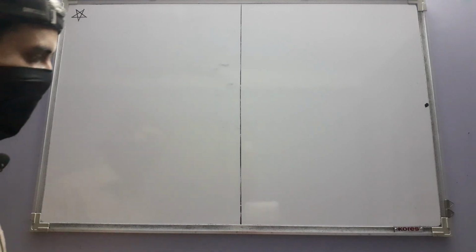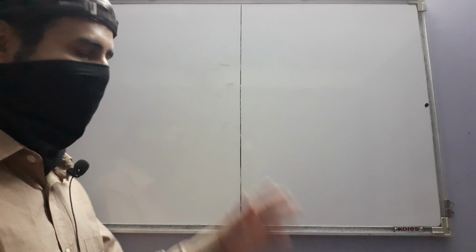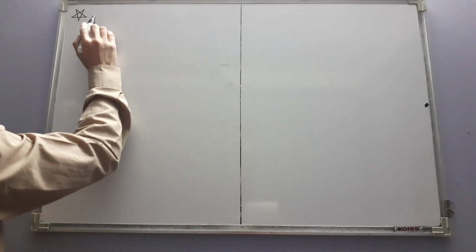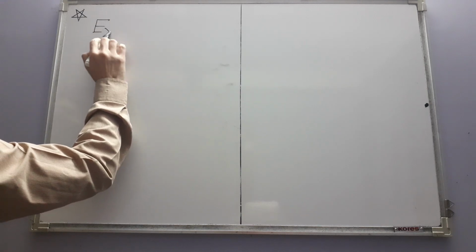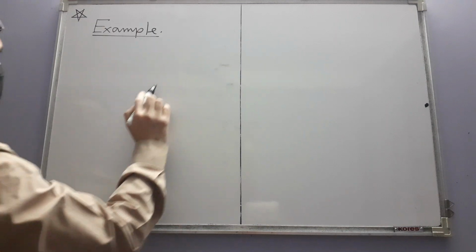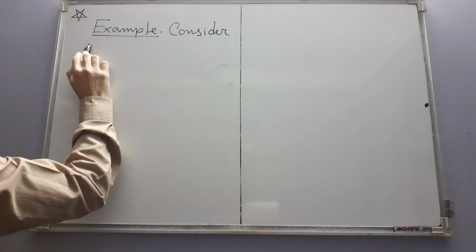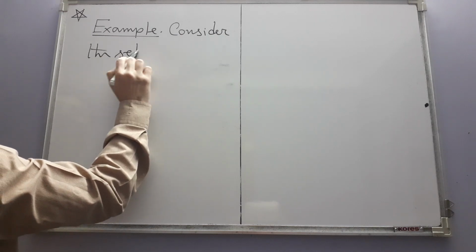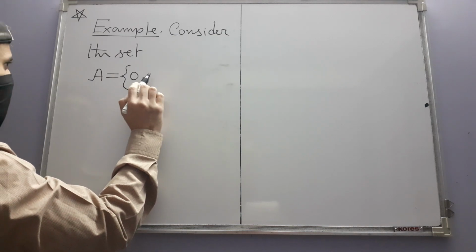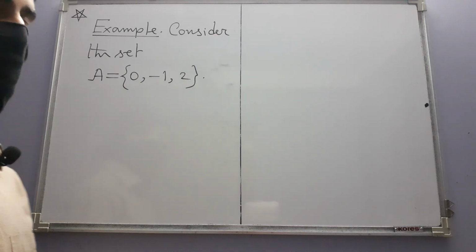And for that, let's just go back to the notion of relations itself, which for us simply means binary relations. Let's start with this example. Consider the set A consisting of these three integers 0, -1 and 2.